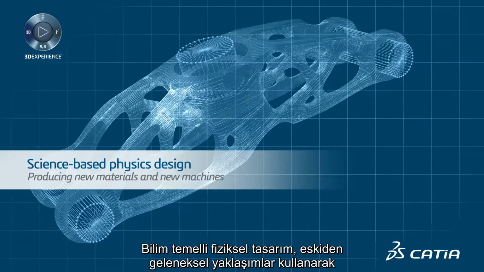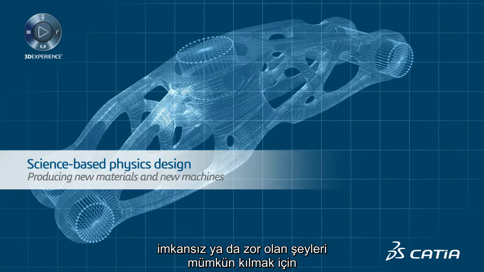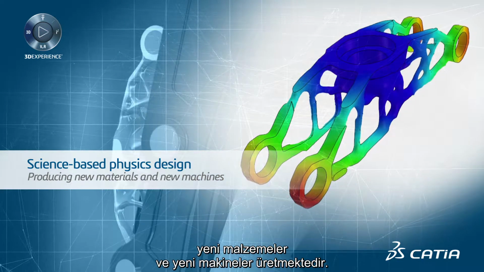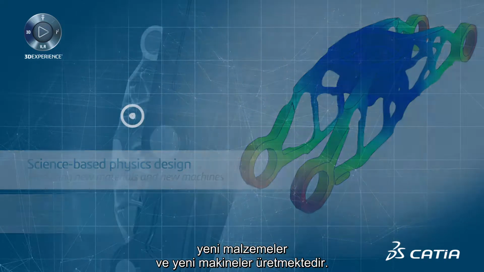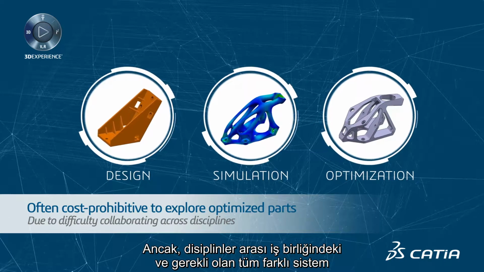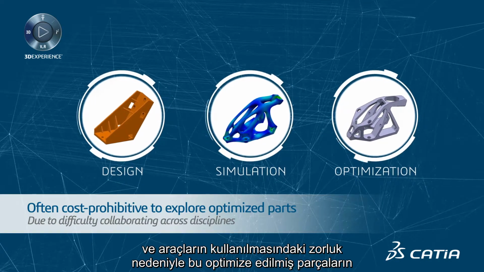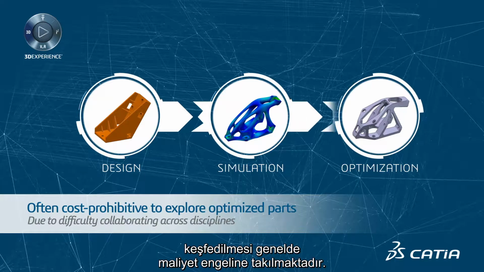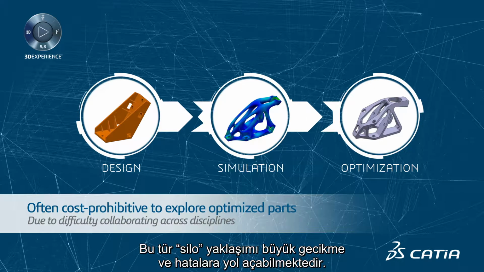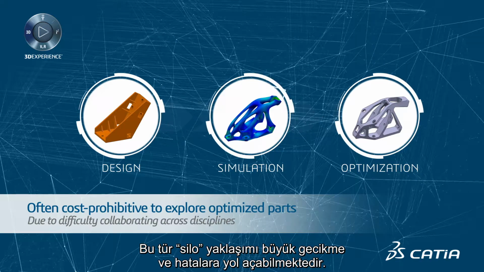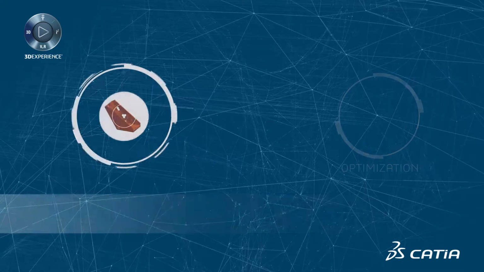Science-based physics design is producing new materials and new machines to make the once impossible or difficult using conventional approaches possible. However, it's often cost prohibitive to explore these optimized parts due to the difficulty of collaborating across disciplines and using all the different systems and tools that are required. This individual silo approach can cause huge delays and errors in data translation.